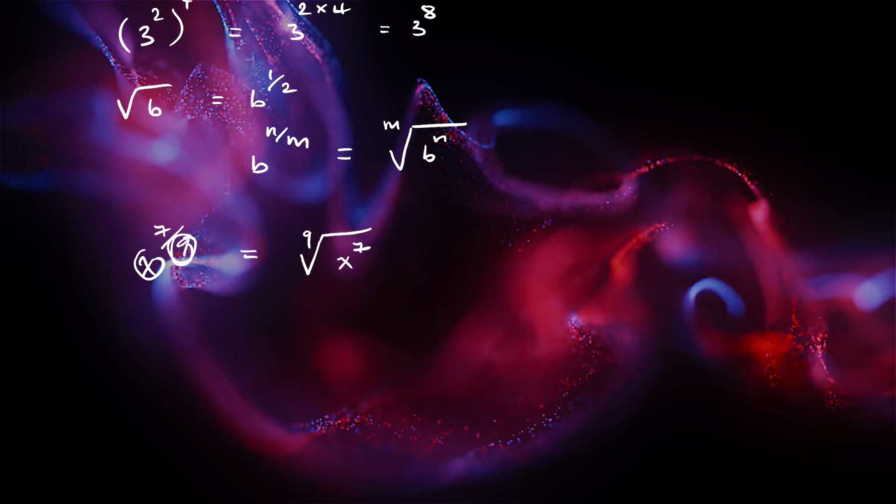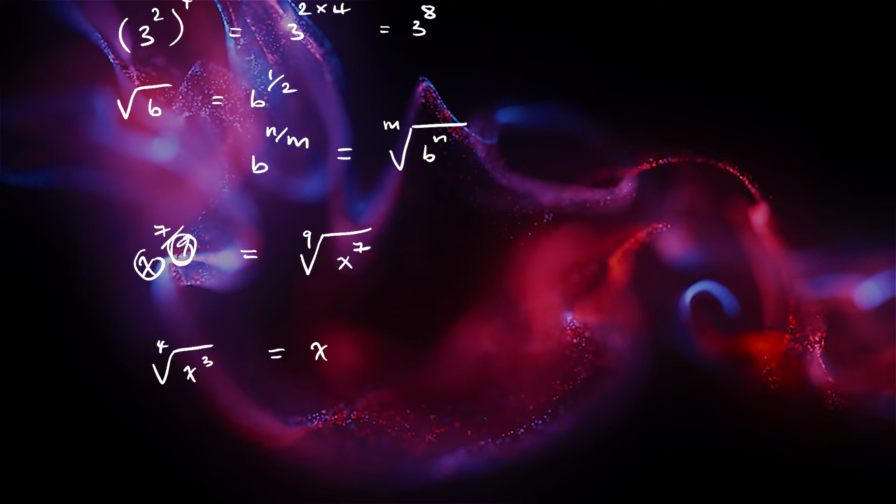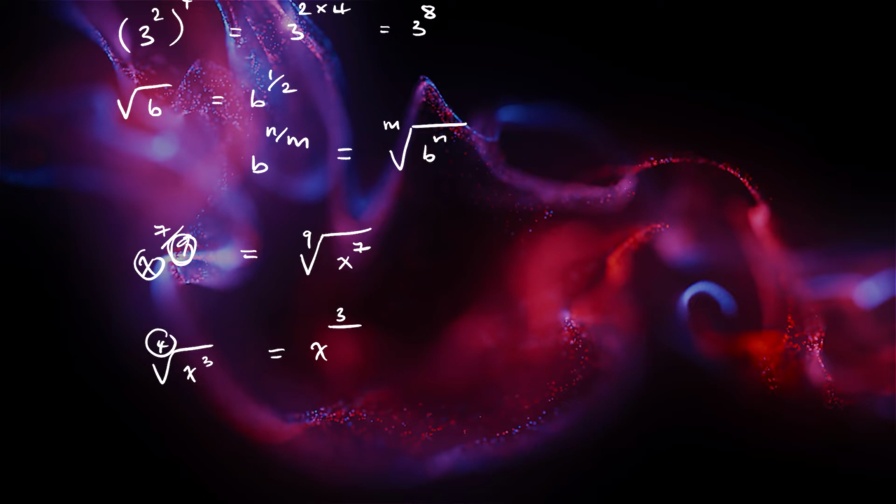If we wanted to go the opposite way, let's say I had the 4th root of x to the power of 3. Well, how would I put that into exponent form? We know that the numerator is this number here of our fraction, so we'll get x to the power of 3, and then the 4 is the denominator, so x to the power of 3 over 4.